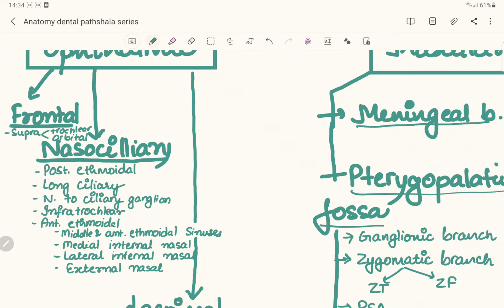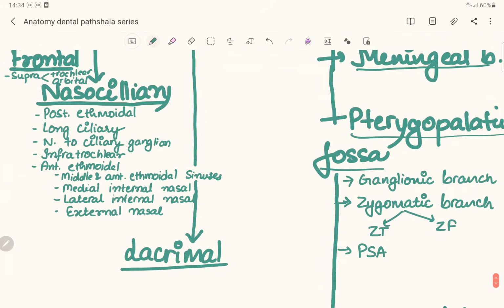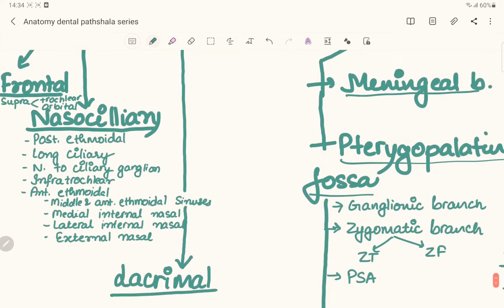The anterior ethmoidal nerve again gives rise to terminal branches, the middle and the anterior ethmoidal sinuses. See guys, the middle and anterior ethmoidal air sinuses are a part of the anterior ethmoidal nerve. Then the medial internal nasal, lateral internal nasal, and the external nasal, which is going to supply the ala of the nose and the tip of the nose. So, the skin of the ala of the vestibule as well as the tip of the nose.